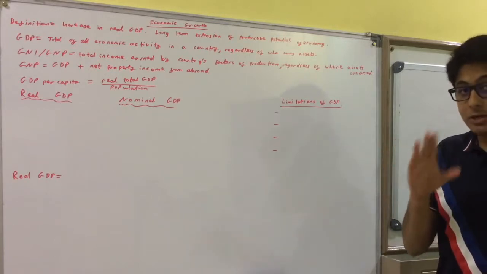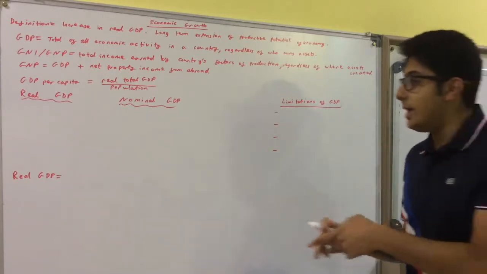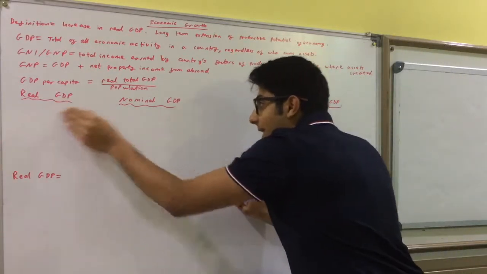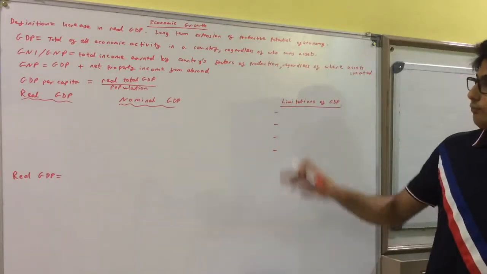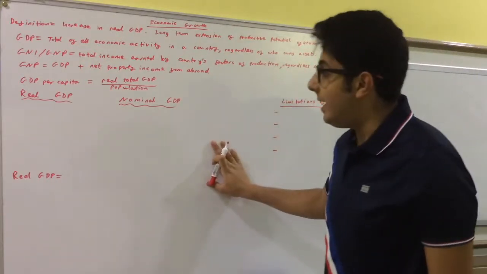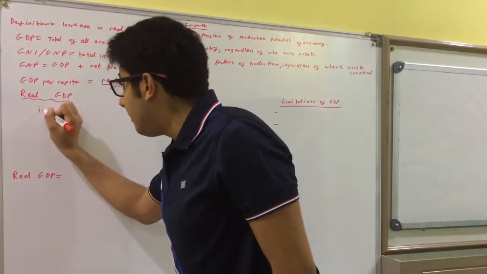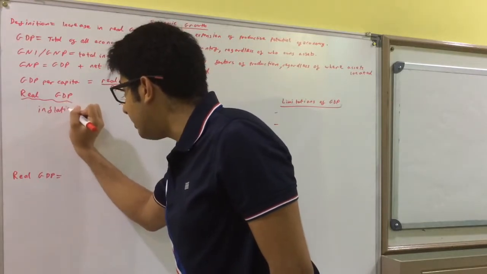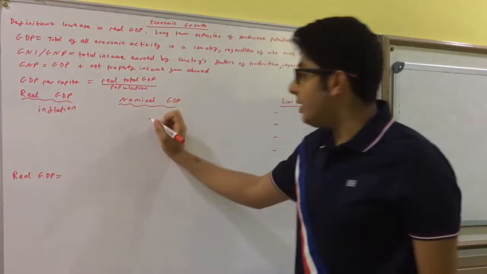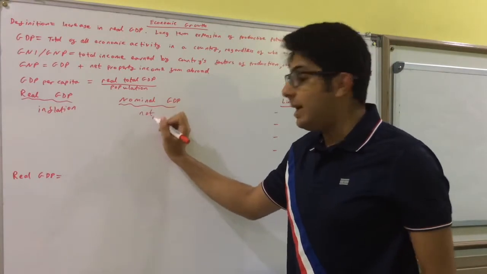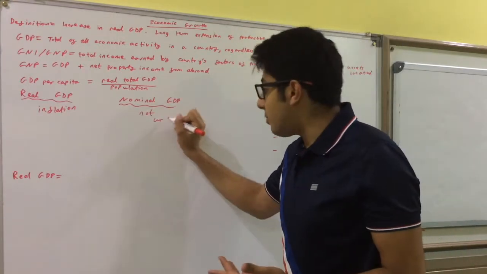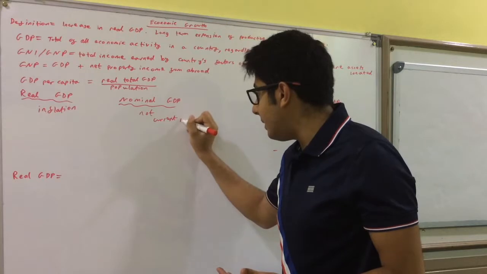Now, the big thing you need to know for your exam for GDP is the distinction between real GDP and nominal GDP. Real GDP means that it's adjusted for inflation, okay? Where nominal GDP is not, right? It's at current prices, okay?